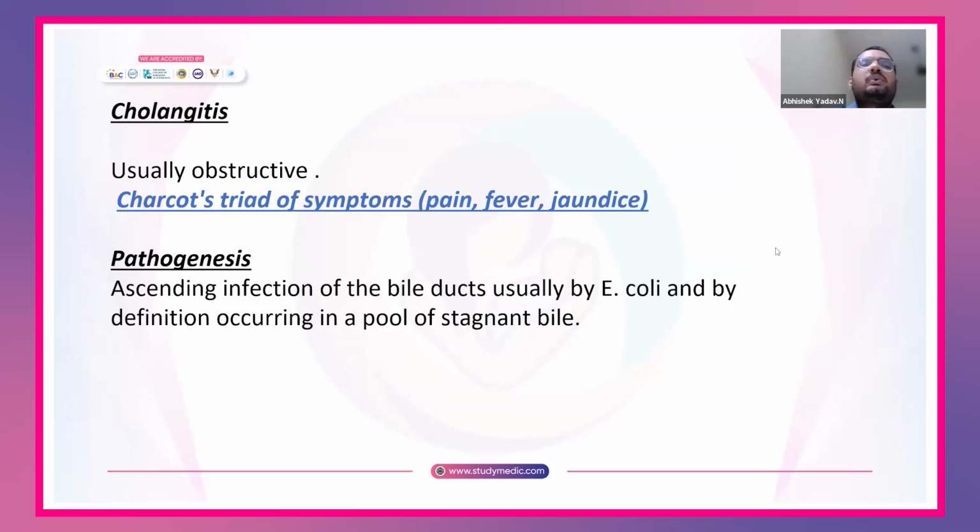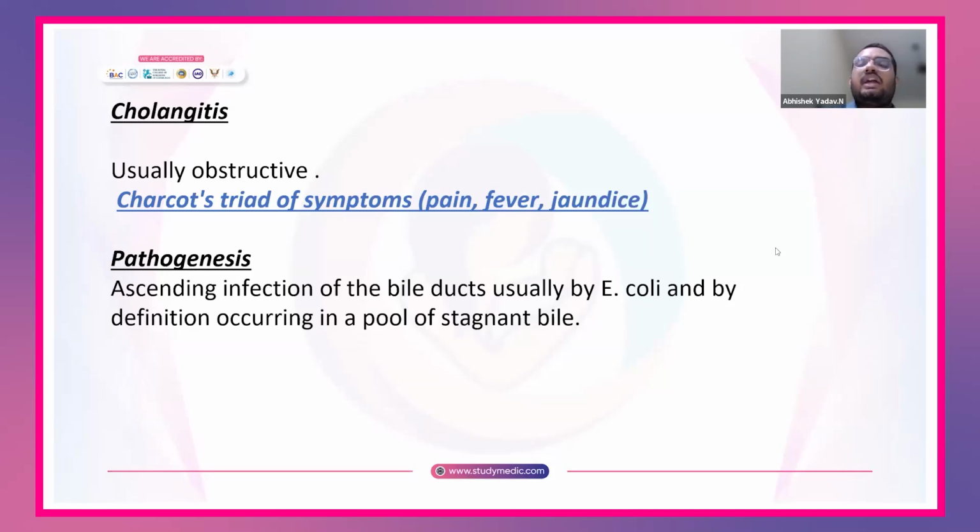Patients usually have Charcot's triad, that is the symptoms of upper quadrant pain, and the patient will have a high grade fever, and they'll have jaundice manifestations. If it is a very severe cholangitis, the patient will have Reynolds pentad. Along with the pain, fever, and jaundice, the patient will have an altered mental status and hypotension. That's called Reynolds pentad. Pathogenesis, there will be an ascending infection of the bile ducts.